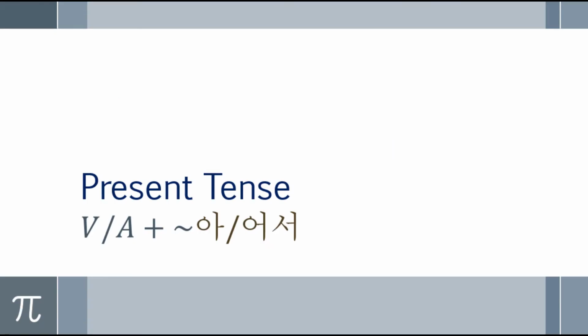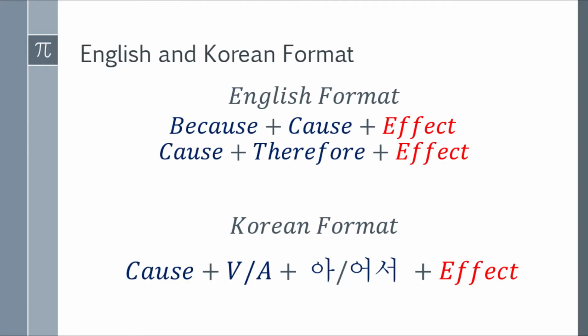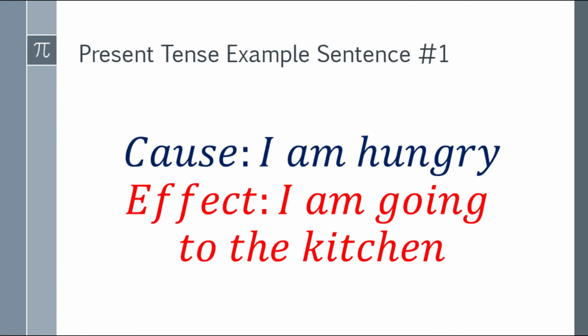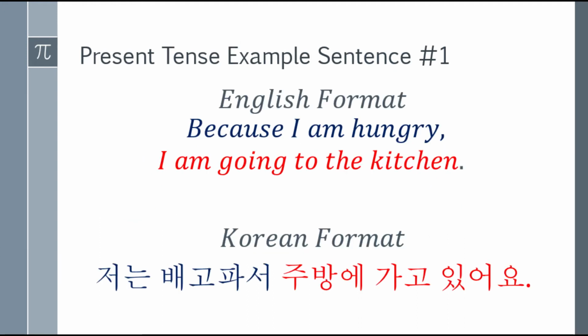Alright, so let's start with the present tense. English and Korean format. In English format, we have because plus the cause plus the effect. Or if you use therefore, you have to use cause plus therefore plus effect. In Korean format, that will be cause plus the verb or adjective plus 아서 or 어서 plus the effect. So the first example in the present tense, sentence number 1: the cause is I am hungry and the effect will be I am going to the kitchen. So in English format, that will be because I am hungry, I am going to the kitchen.